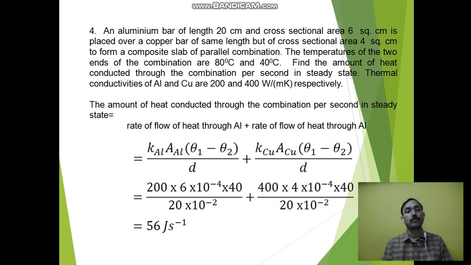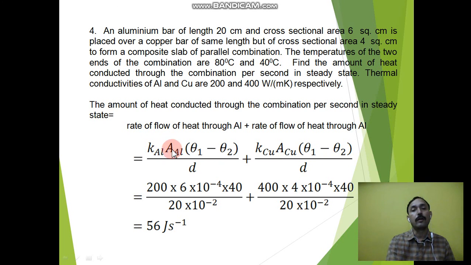Now let us solve this one. We know the amount of heat conducted through the combination per second in steady state is equal to the rate of flow of heat through the first body, that is aluminium, plus the rate of flow of heat through the second body, that is copper. There is a typing mistake, this will be copper. So the rate of flow of heat becomes K aluminium A aluminium (theta 1 minus theta 2) by D plus K copper A copper (theta 1 minus theta 2) by D.